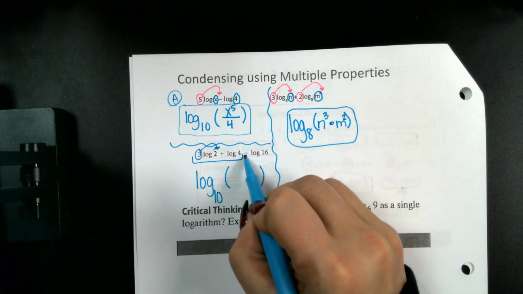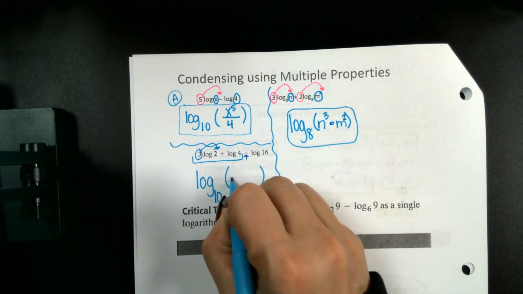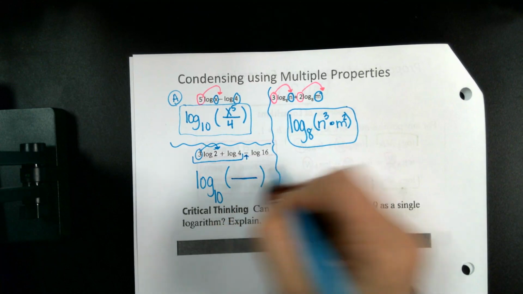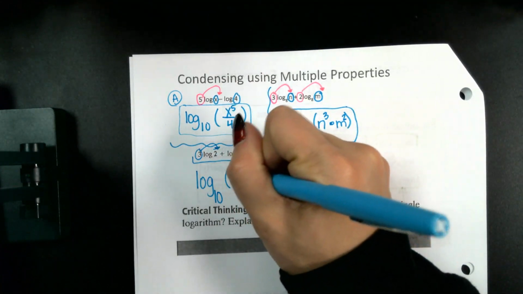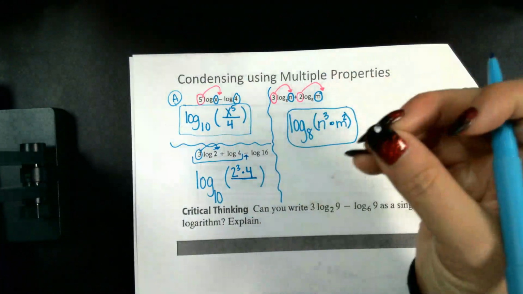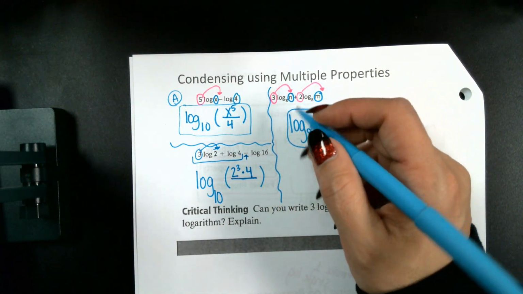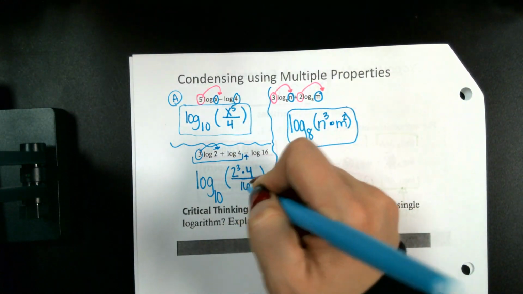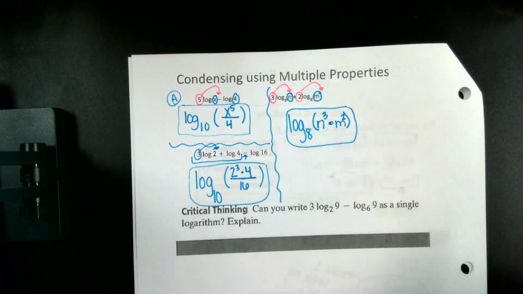But then as soon as you see this minus sign, doesn't that turn into division? So we need to make sure that we have a fraction bar. 2 to the third times 4 would go up top, because that's the plus part. And then what goes on the bottom? Just the 16. And then that one's done.